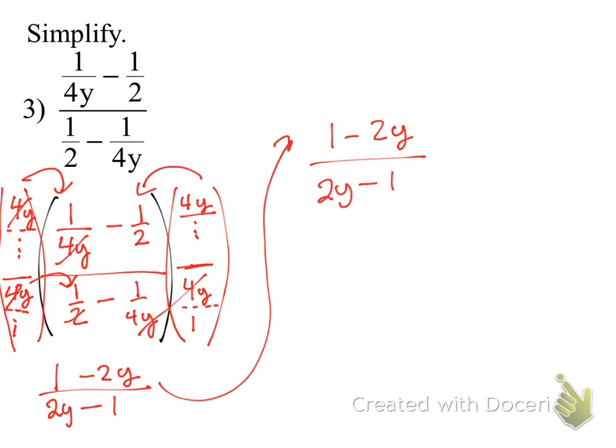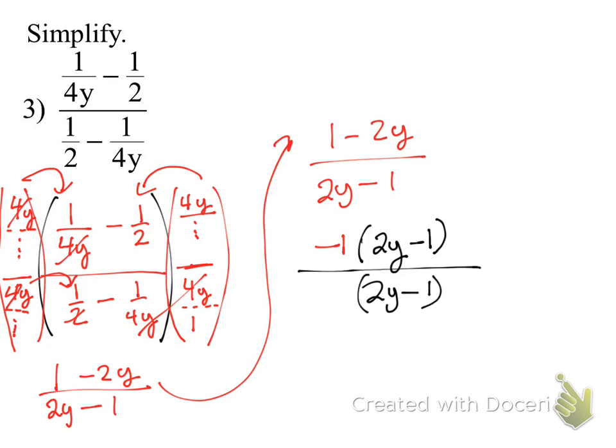Factor a negative 1 out of either numerator or denominator. So I'm getting negative 1. If they're opposites, 100% you have to. And then I'm left with negative 1 times, it flips it around. Remember what I was trying to teach you? 2y minus 1 all over 2y minus 1. And then we are left with negative 1.